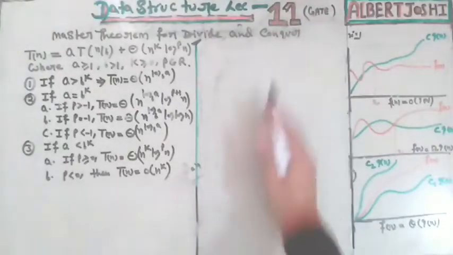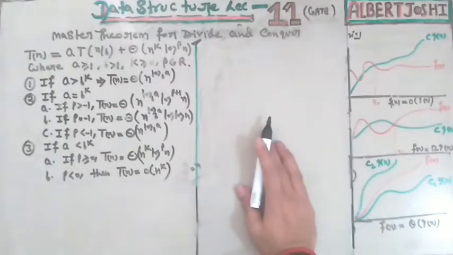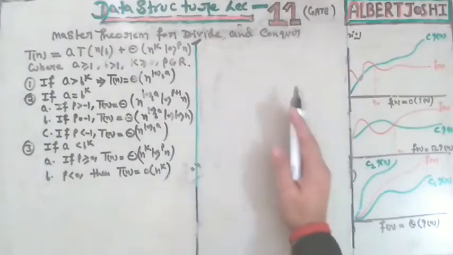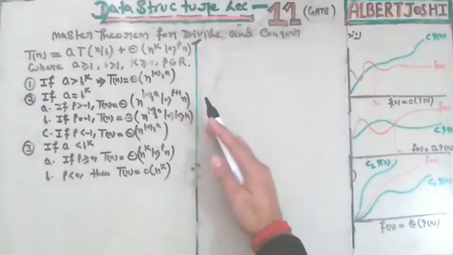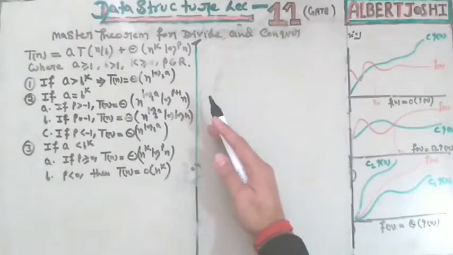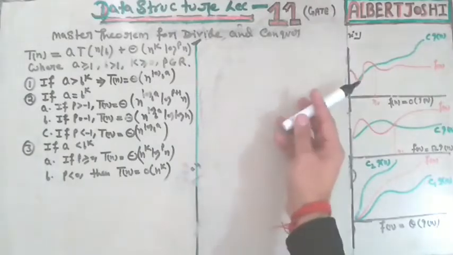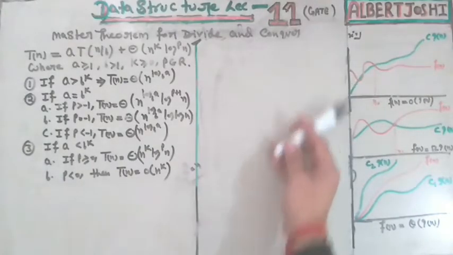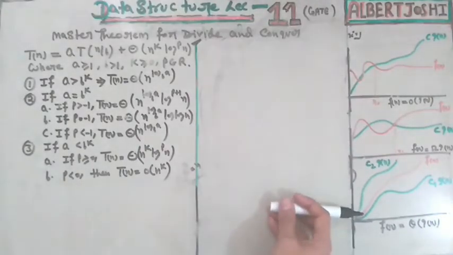This is lecture number 11. Today we are talking about the master theorem. My suggestion to everyone: before coming to this lecture, you must go through the previous lecture, lecture number 10, where we talked about space complexity and time complexity. We have already discussed the big O, theta and omega methods.